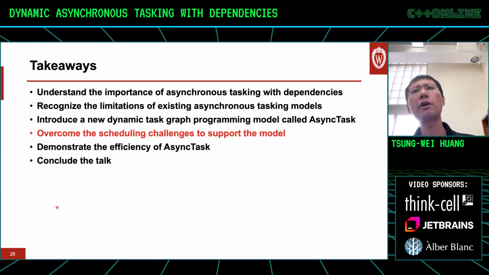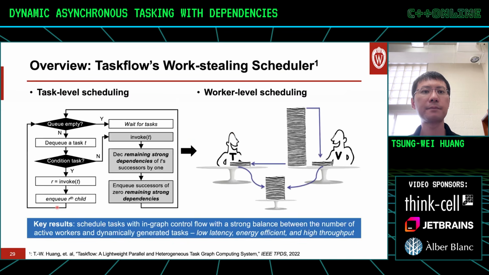Now, I'm going to talk about how we overcome some of the scheduling challenges to support our programming model. Our scheduler is built on top of Taskflow's work stealing scheduler, which has two levels, task level and worker level. At the task level, the job is to decide which task to enqueue to which worker whenever its dependencies are satisfied. At the worker level, the job is to decide which worker runs which task whenever a task is available. And this is a masterpiece of work, and I cannot cover all the details in the interest of time. If you are interested, I encourage you to check out the original Taskflow research paper that we published in TPDS.